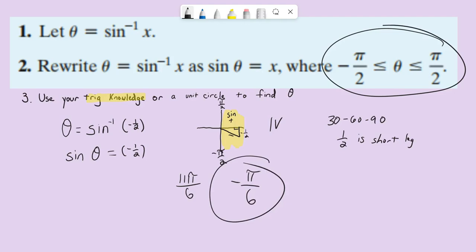The reason I do that is because that's where people make a lot of mistakes. That's where I made mistakes over the years. You've got to make sure that your answer is inside this range because we've already restricted the domain. So 11 pi over 6 would not even be in our domain. Let's look at another example.